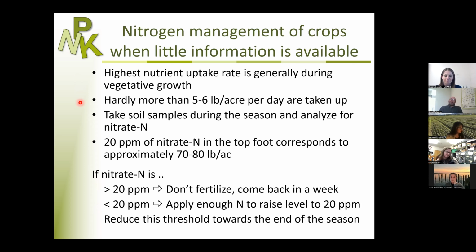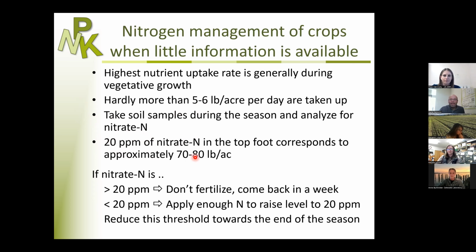As we have seen, the highest uptake is during vegetative growth. When we look at the data, crops hardly ever take up more than 5 to 6 pounds of nitrogen per acre per day during the period of highest crop nitrogen uptake. So you can take a soil sample during the season before you think you need to apply some fertilizer. And based on the conversion of 3.5 to 4, if you have a soil test nitrate N value of 20 ppm, that would mean there are some 70 to 80 pounds of available nitrogen in the soil.